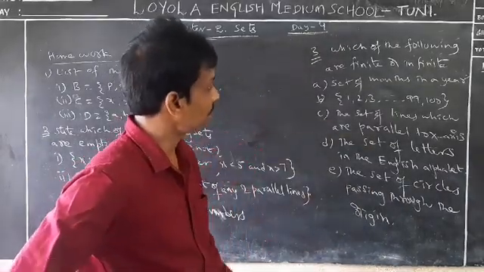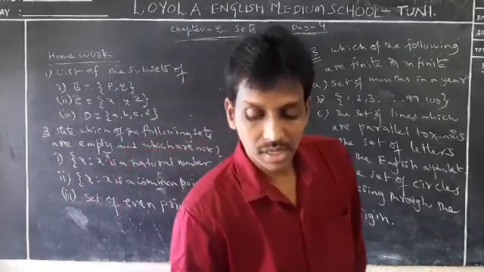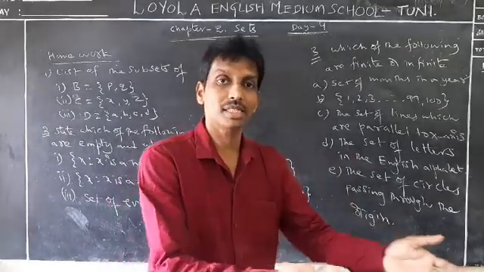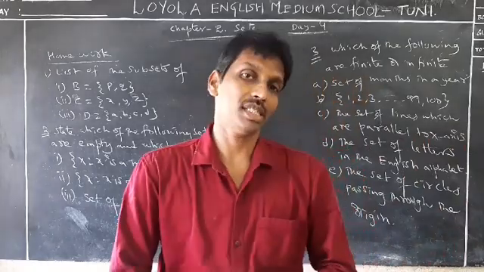So observe these 5 examples carefully and justify how many of them come under finite sets and how many of them come under infinite sets.